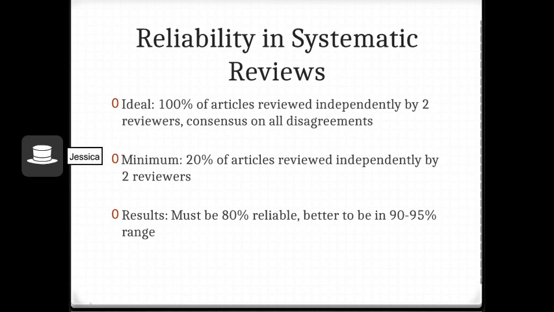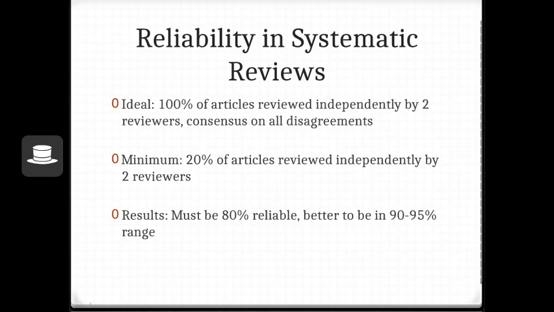So for reliability in systematic reviews, the ideal situation is that 100% of the articles are reviewed independently by two reviewers and that there's consensus on all disagreements. And those reviewers should be blinded to each other's outcomes, meaning they don't know what the other reviewer rated. And there should be a specific strategy or plan in place for resolving differences, for doing that consensus piece of things. At a minimum, at least 20% of the articles should be reviewed independently by two reviewers. And if you're doing anything less than 100%, it's important that the reviewers are also blinded to which of the articles will be reviewed by the second reviewer.